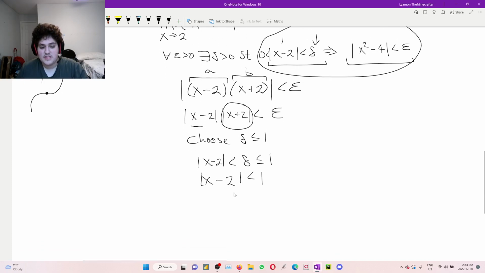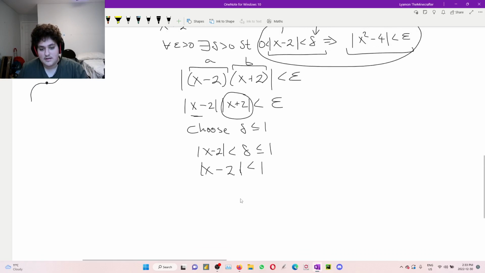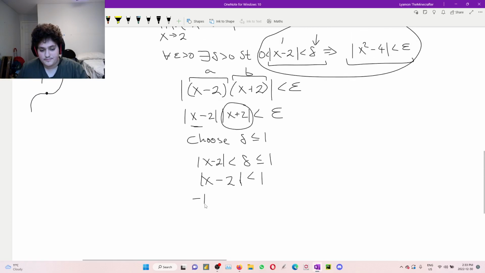And then from here, it makes sense that x minus 2 will be in this range, because basically, in general, if you have the absolute value of a less than some positive number b, that's the same thing as saying that a is in this range.